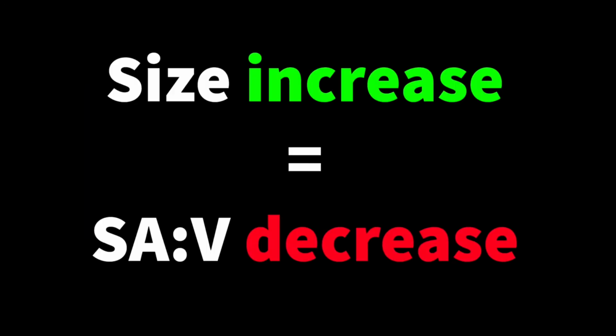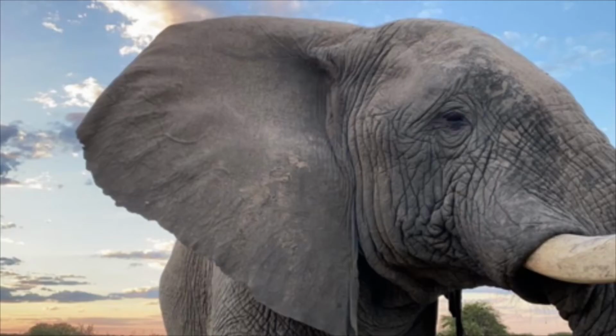As organisms get bigger, the surface area to volume ratio tends to decrease, which is why large organisms get around this by having adaptations. One example of this is elephants, which have evolved to have extremely large ears so that they can lose heat faster in their natural habitat.